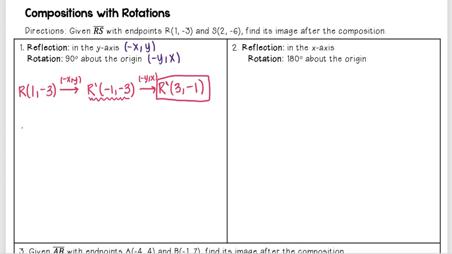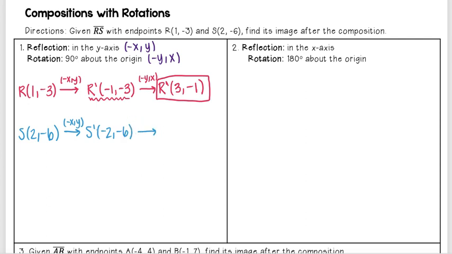Okay, and now I want to do the same thing with the next point. So I have S, 2, negative 6. I'm going to reflect it in the y-axis first. So I'm going to have (negative x, y). I want to take the opposite sign of my first coordinate, so now it's going to be a negative 2.